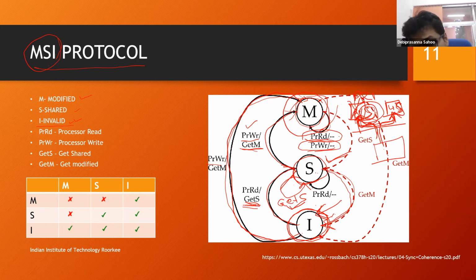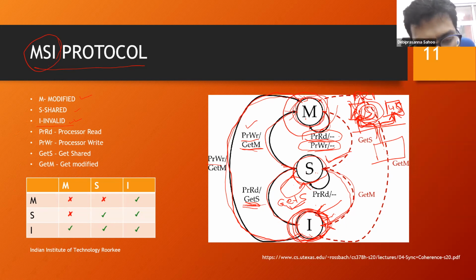Now, another scenario might come where I am having something in a modified state. Let's say I started writing and I got the permission, I wrote it, and now I am in modified state. Now, at that point of time, what might happen is you start again requesting for the same line, but now you are doing a read. So you were in I, because you gave the line back to me. So you were in I, and now you wanted to do read again. The moment you started to do read again, you will say, get me S.